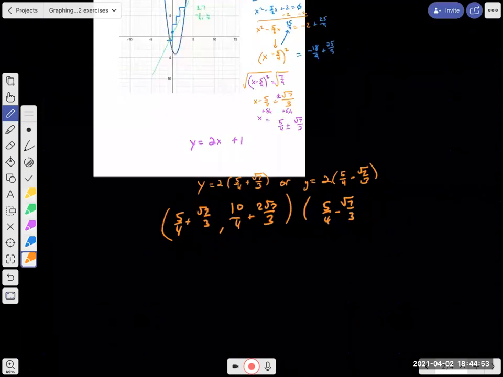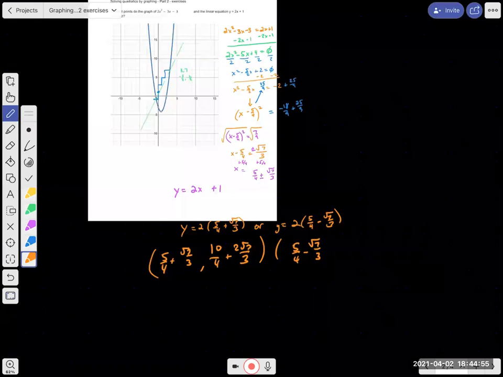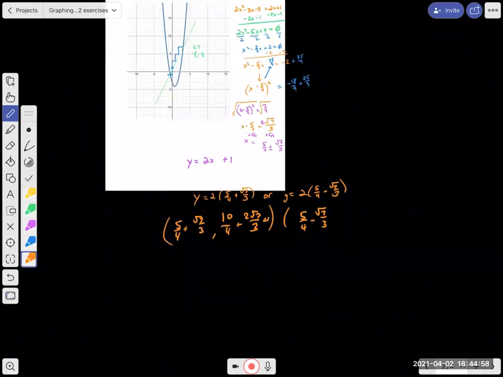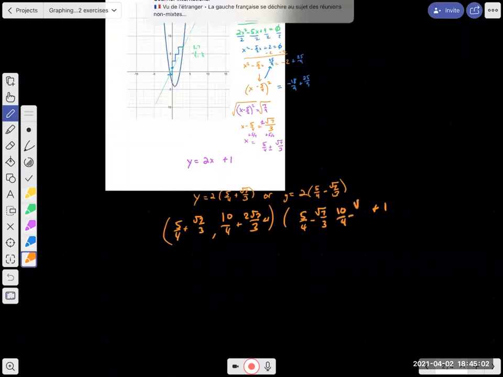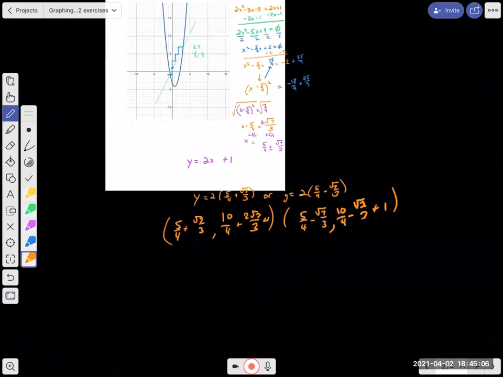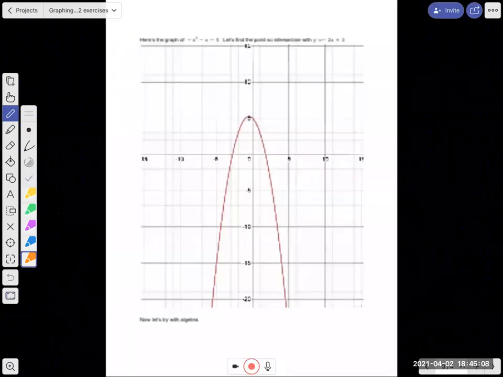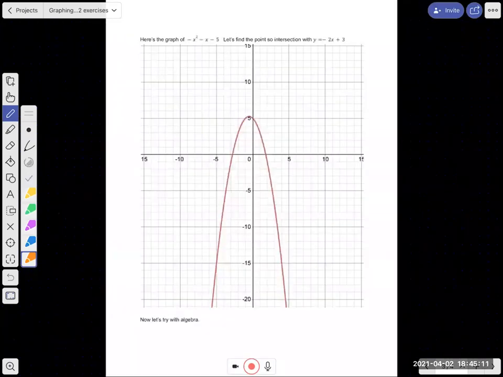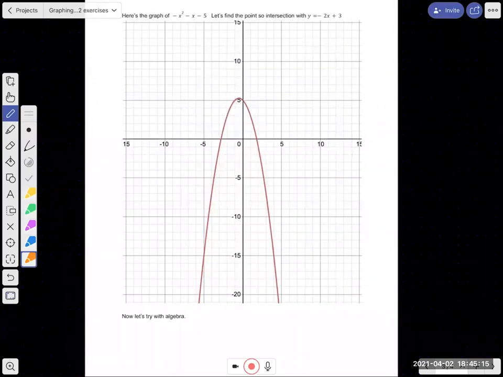Oh, and then I didn't do it right? So it's 2x plus 1, right? So this thing plus 1 and this thing plus 1. So 10/4 minus square root of 7 over 3 plus 1. Yeah. Well, that wasn't very satisfying, was it? And let's try this one. Maybe we'll have better luck and get some points on this.